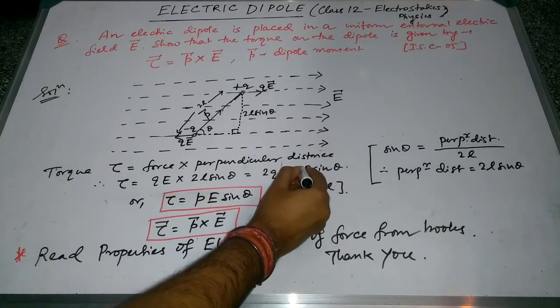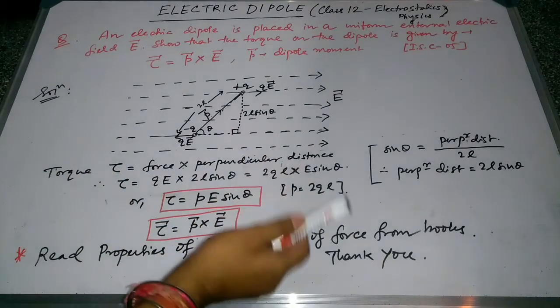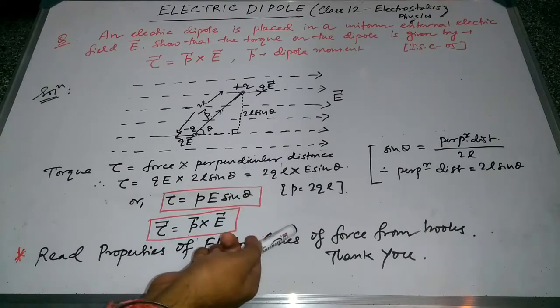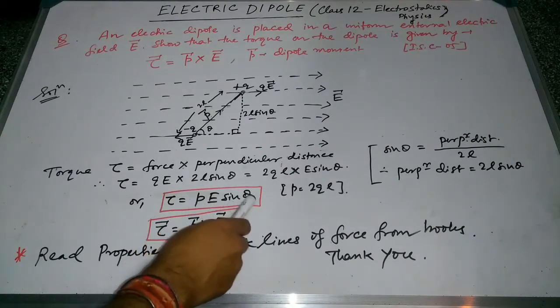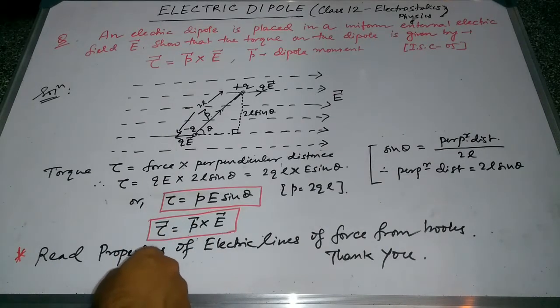So this is the algebraic multiplication. So tau is equal to PE sine theta. So AB sine theta means A cross B. A cross B means AB sine theta. So PE sine theta means P cross E. This is the vector cross product. So tau vector is equal to P cross E. We have proved this. So this ends the chapter on electric dipole.